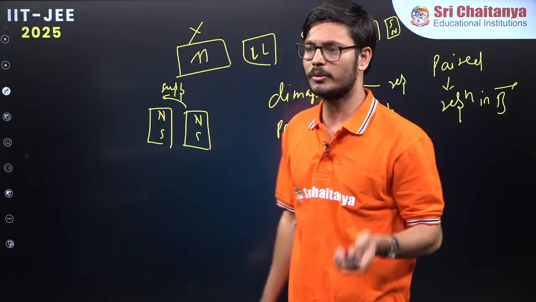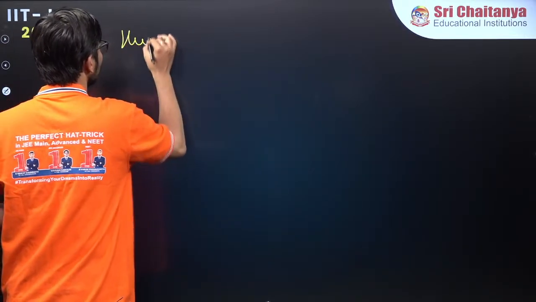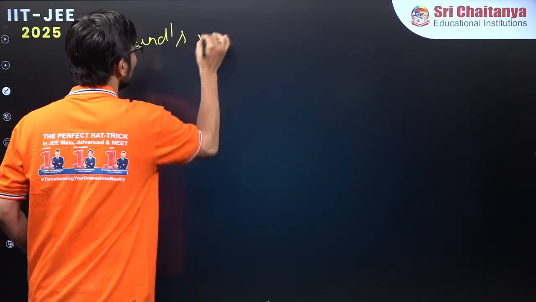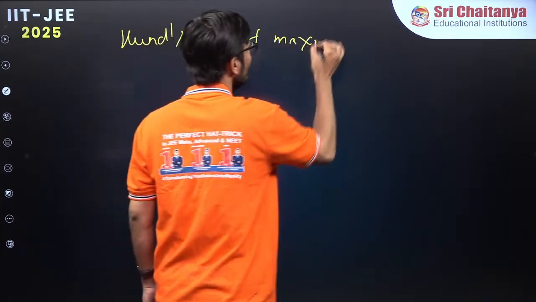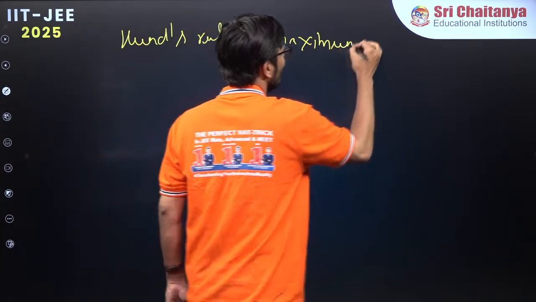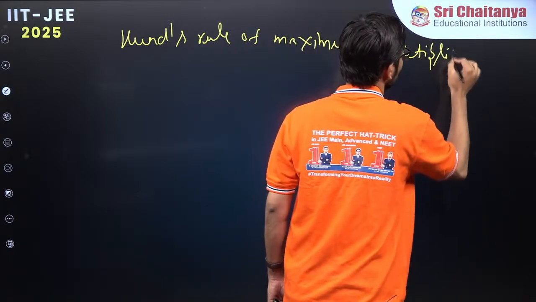Okay. Now, let us come to the next one. Next one is called Hund's rule, Hund's rule of maximum multiplicity.